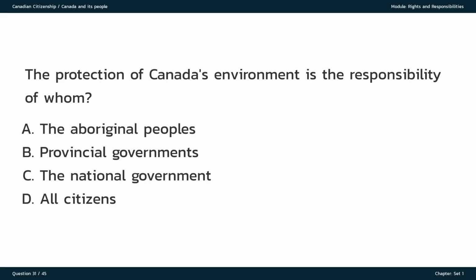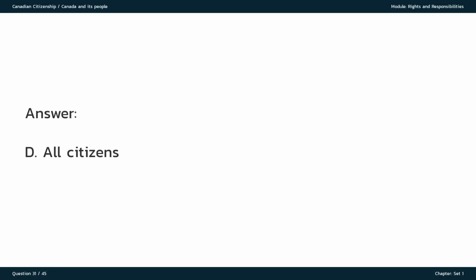The protection of Canada's environment is the responsibility of whom? A. The Aboriginal peoples. B. Provincial governments. C. The national government. D. All citizens. The answer is D. All citizens.